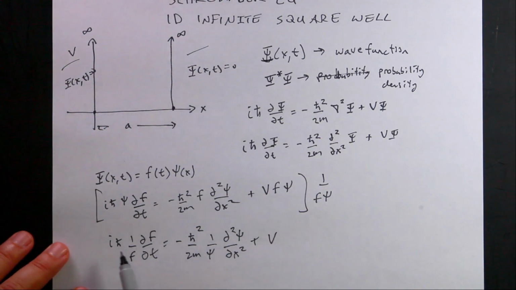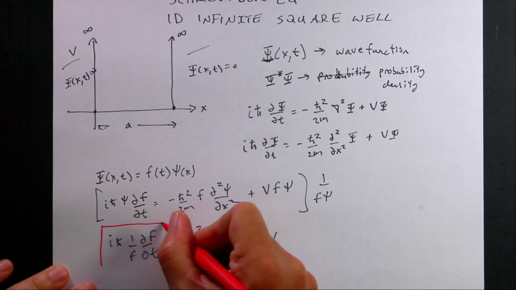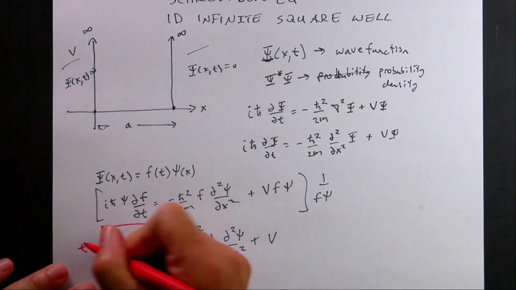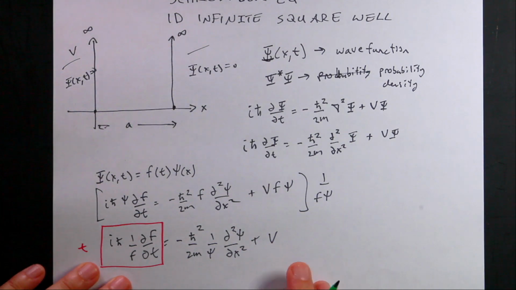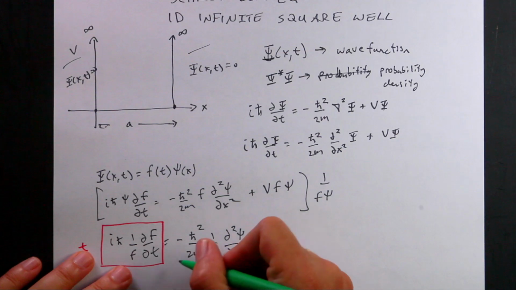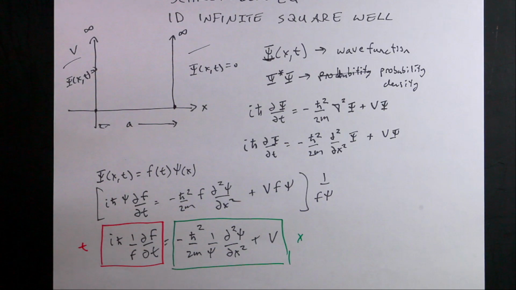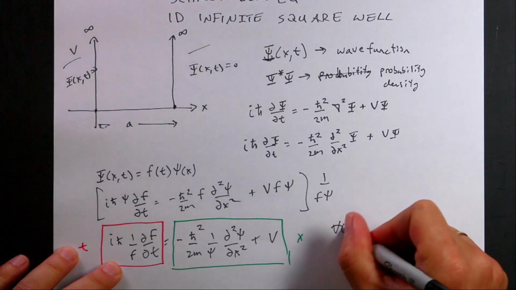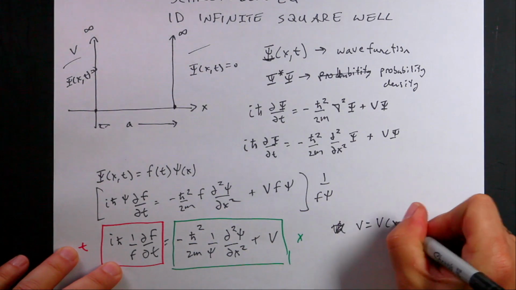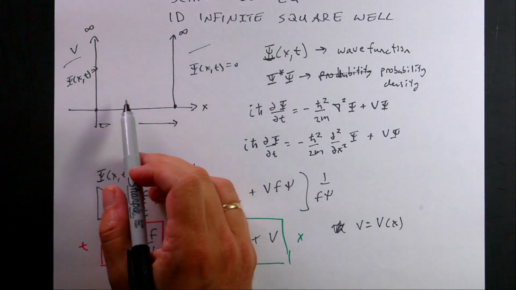But we've done it now, because this side of the equation only depends on t. This side, assuming that the potential does not change with time, only depends on x. So this assumes v is a function of x, I'll write this as v equals v of x. It's not time dependent, because otherwise it's a little bit more complicated. But mine doesn't change with time.